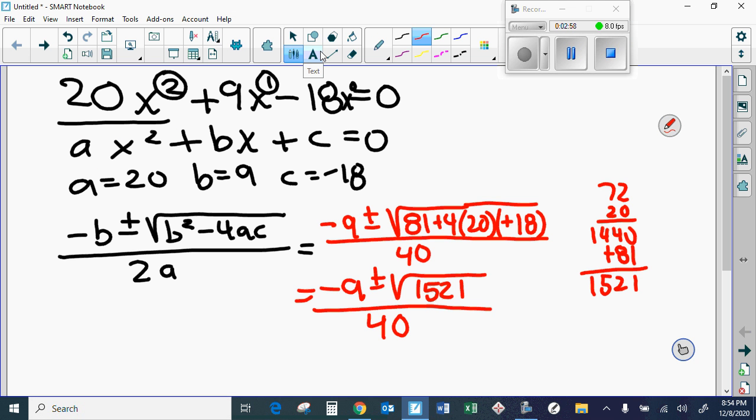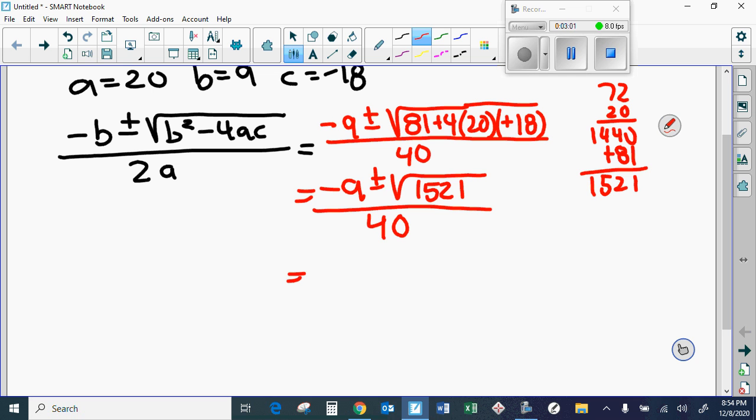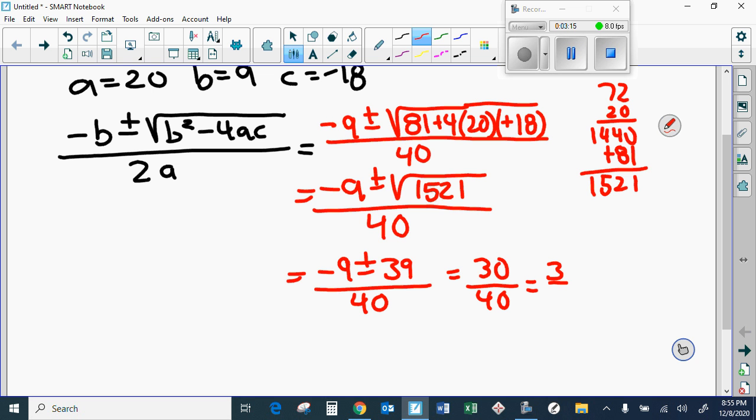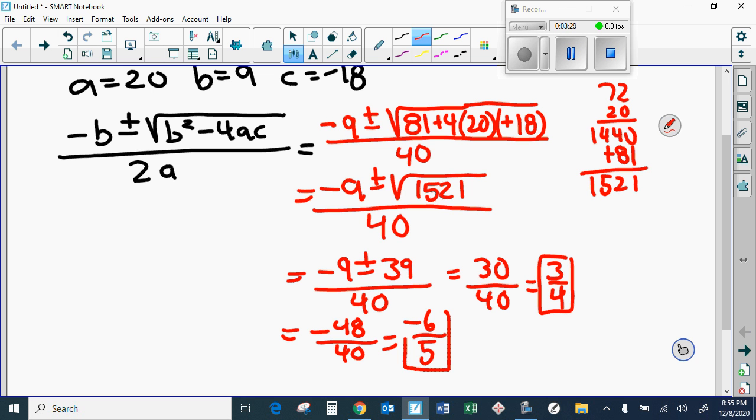Okay, so now this says negative 9 plus or minus 39 over 40. So do the top one, negative 9 plus 39 is 30 over 40, which reduces to 3/4. So there's one answer, 3/4. The other answer would be negative 9 minus 39, which is negative 48 over 40. GCF would be 8, dividing each numerator and denominator by 8, negative 6/5. So here's my two answers, negative 6/5 and 3/4. That's using quadratic formula. You see all of that work there.